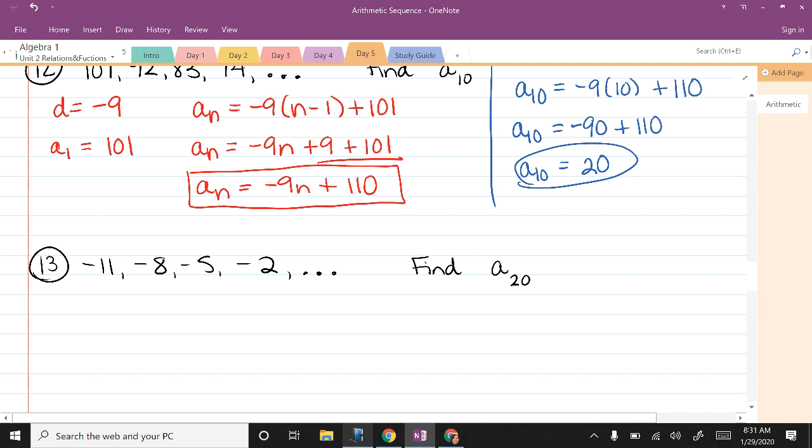What two things do I need to write the rule? Common difference and A1. All right. What's the common difference here? Plus 3 or minus 3? Yeah, it's going up by 3. Good. What's my A1?